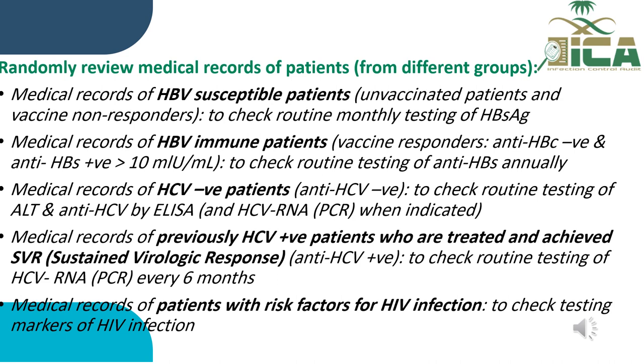Randomly review medical records of patients. Medical records of hepatitis B susceptible patients to check routine monthly testing of hepatitis B antigen. Medical records of hepatitis B immune patients to check routine testing of anti-hepatitis B annually. Medical records of hepatitis C negative patients to check routine testing of ALT and anti-HCV by ELISA. Medical records of previously hepatitis C positive patients who were treated and achieved sustained virologic response, anti-HCV positive, to check routine testing of hepatitis C RNA PCR every 6 months. Medical records of patients with risk factors for HIV infection to check testing for markers of HIV infection.